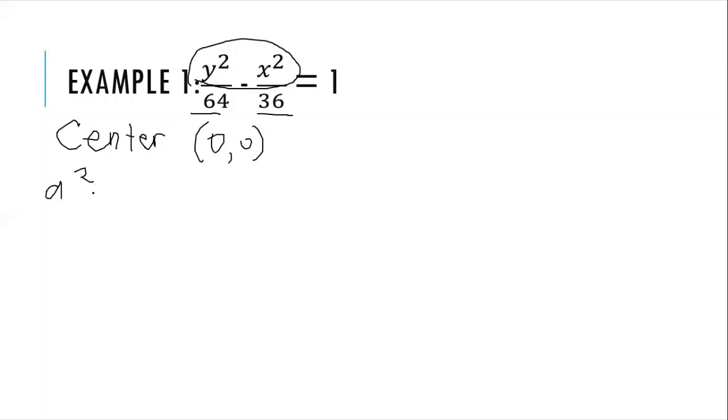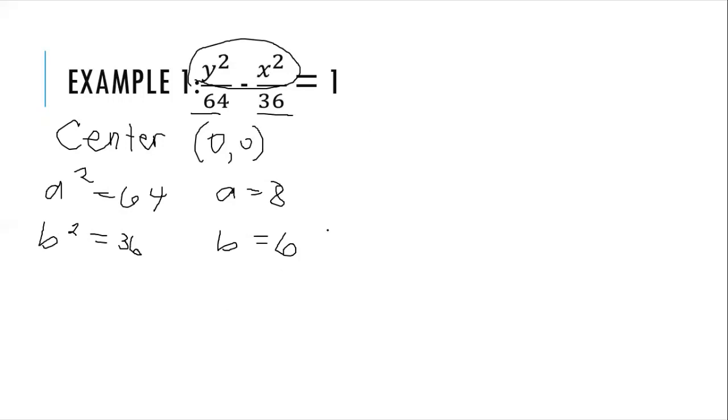Our a squared is where the number is bigger, the greater number. So a squared is 64. The square root of 64 is 8. Of course, the smaller one would be the co-vertex, which is the b squared. B squared is 36, meaning the square root of 36 is 6. The origin is at 0, 0.